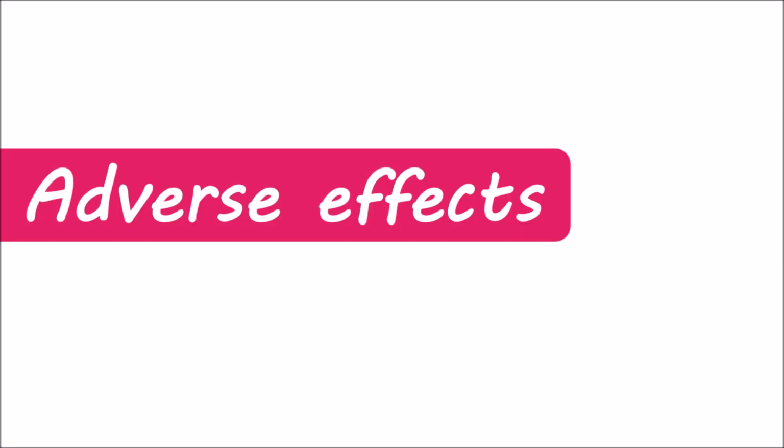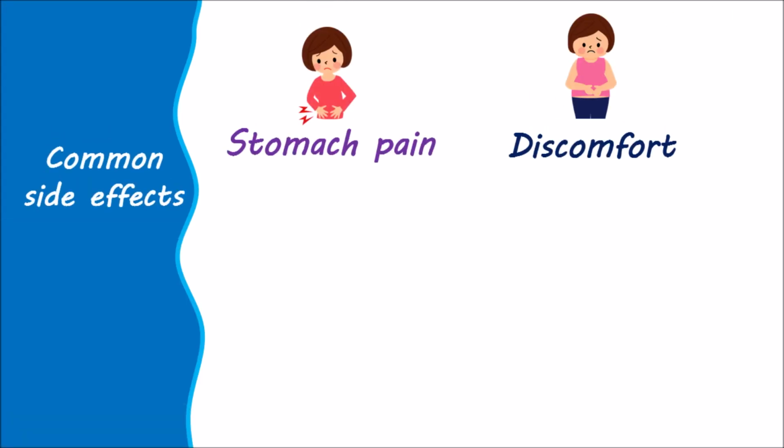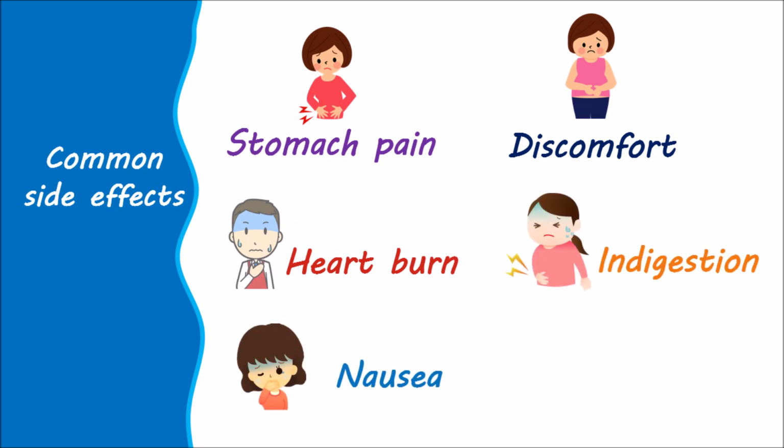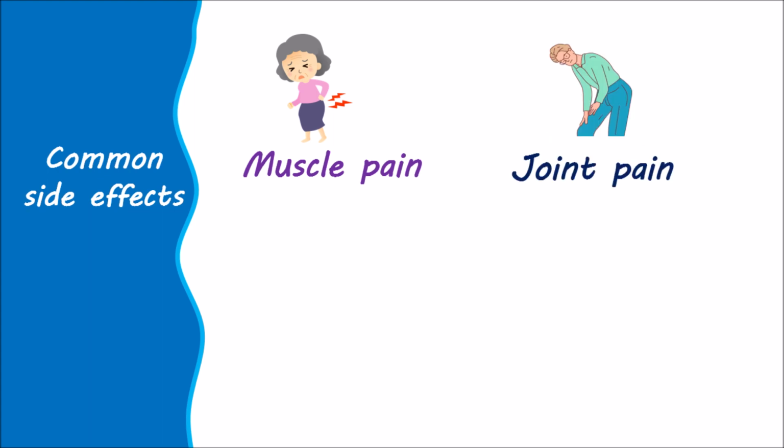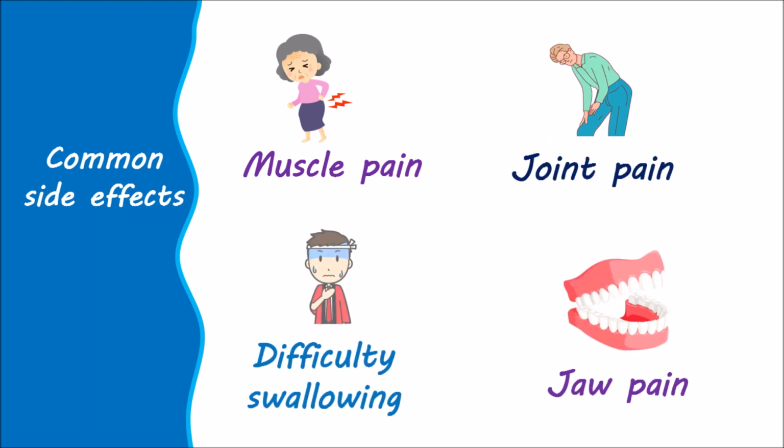Now, let's discuss what the side effects of alendronate are. Alendronate can make you feel stomach pain and abdominal discomfort. As this drug can increase gastric acid reflux, you can have a few side effects, like heartburn, indigestion, nausea, and gas. You can also have dull muscle pain and joint pain. Difficulty swallowing and jaw pain may also be noted.